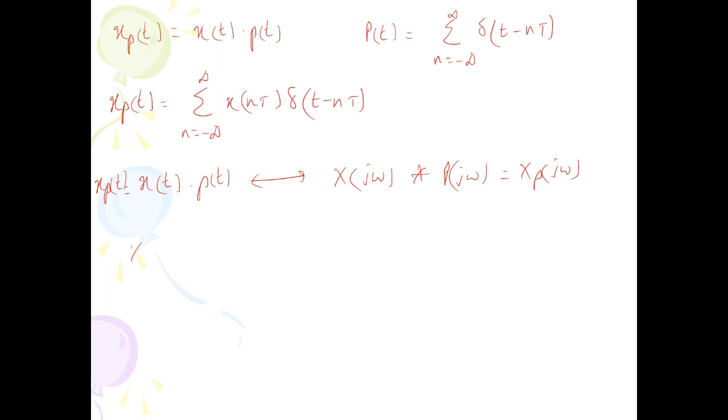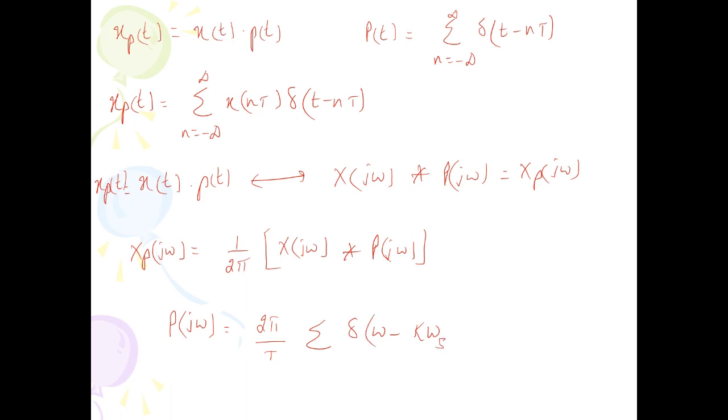Now coming to this, Xp of j omega is equal to 1 by 2 pi times X of j omega convolved with P of j omega. Now P of j omega is nothing but the Fourier transform of a periodic impulse train, which is again a periodic impulse train with height 2 pi by T, and the summation will be delta of omega minus k omega s, where omega s is the sampling frequency, k equal to minus infinity to plus infinity. Now by substituting this equation, finally what you will get is Xp of j omega is equal to 1 by T times the summation of capital X of j omega minus k omega s, where k is equal to minus infinity to plus infinity.